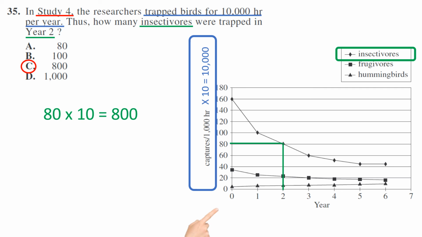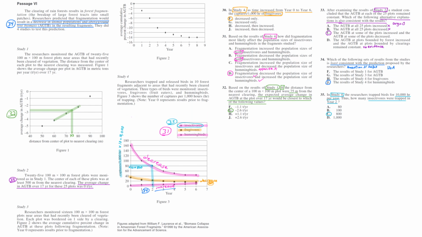If you got it wrong, you probably said A without realizing you're doing 10,000 hours instead of 1,000 hours. So here's our answers. Number 30 is F, 31 is D, 32 G, 33 C, 34 J, and 35 is C.